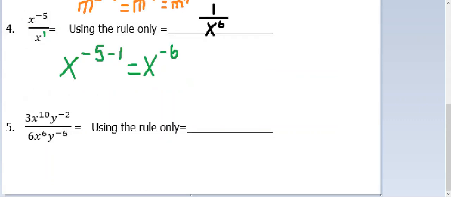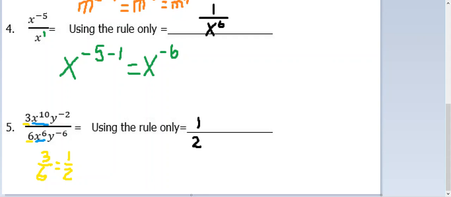All right, let's look at example number 5. Number 5 looks like a big, long, intimidating expression there, but it's not that bad when we break it down. So we're going to use the rule here and simplify it. So the first thing I see is these numbers. Those numbers I can divide like normal. Those are just numbers. They're coefficients. And I can do 3 divided by 6. 3 divided by 6 is a half. So the way I would write that is the 1 would go in my numerator and the 2 would go into my denominator.